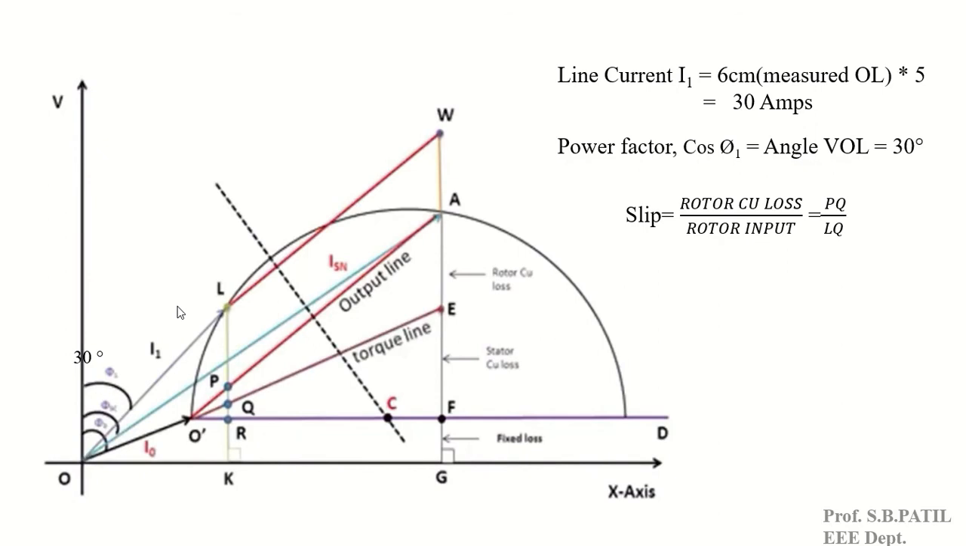Example, he asked to find the slip also. Slip equal to rotor copper loss by rotor input. PQ is the rotor copper loss and LQ is the rotor input. By measuring these values, you can find the total value of the slip.